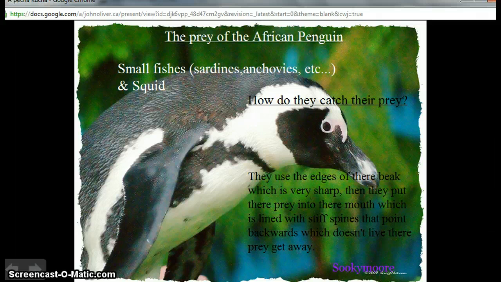The prey of the African penguin. They feed on small fishes, like sardines and anchovies, and they also eat squid. How do they catch their prey? They use the sharp edges of their beak, and they put their prey in their mouth, which is lined with stiff spikes that point backwards, which doesn't let their prey escape.